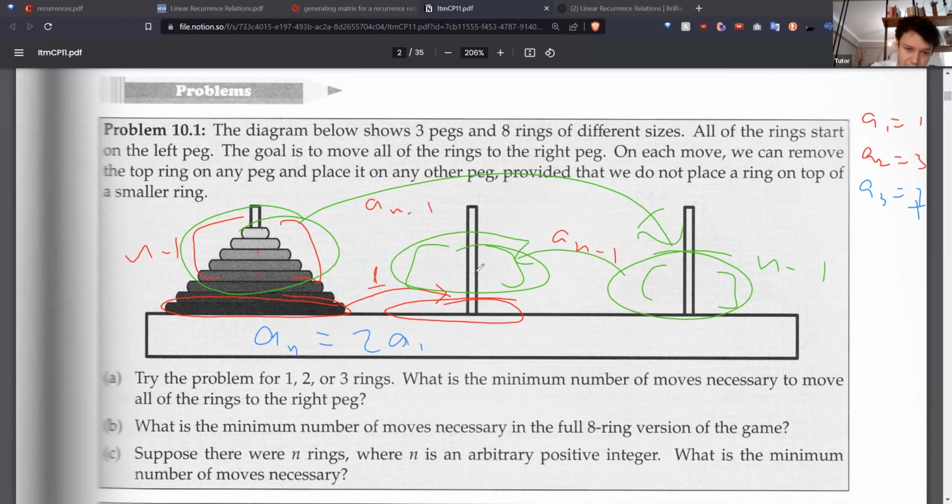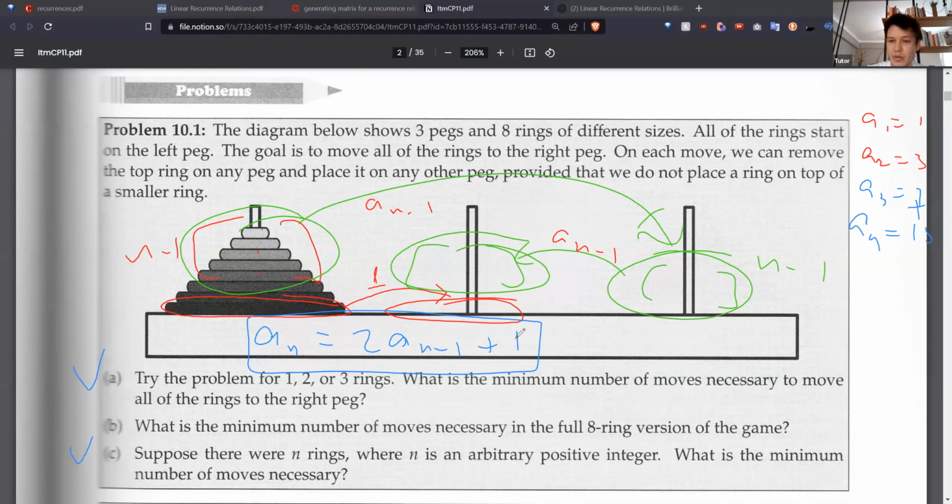So it's going to be 2a_(n-1) plus 1. Does this make sense, guys? So basically, we did this one and we did this one. And then for this one, what you can do is plug in the numbers, so you can compute A4. If I wanted to compute A4, this would be 7 times 2, 14, plus 1. So this would be equal to 15, right?